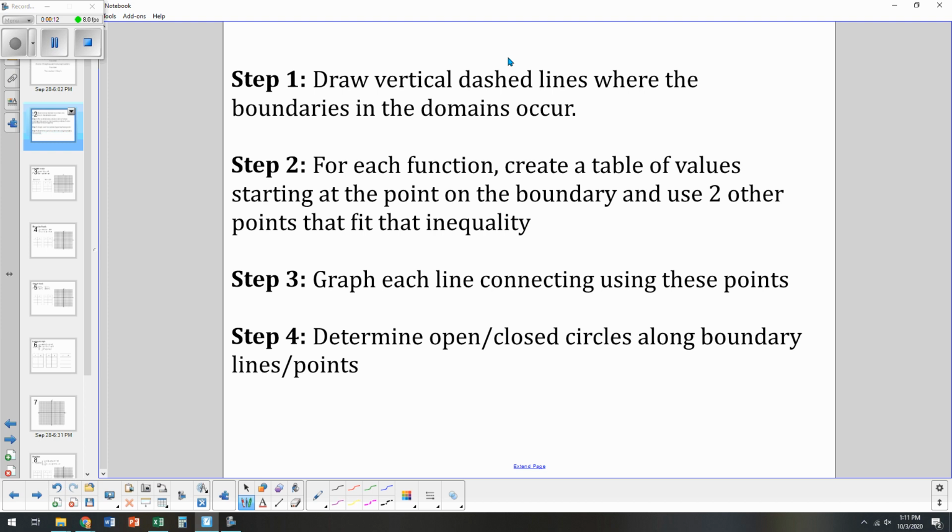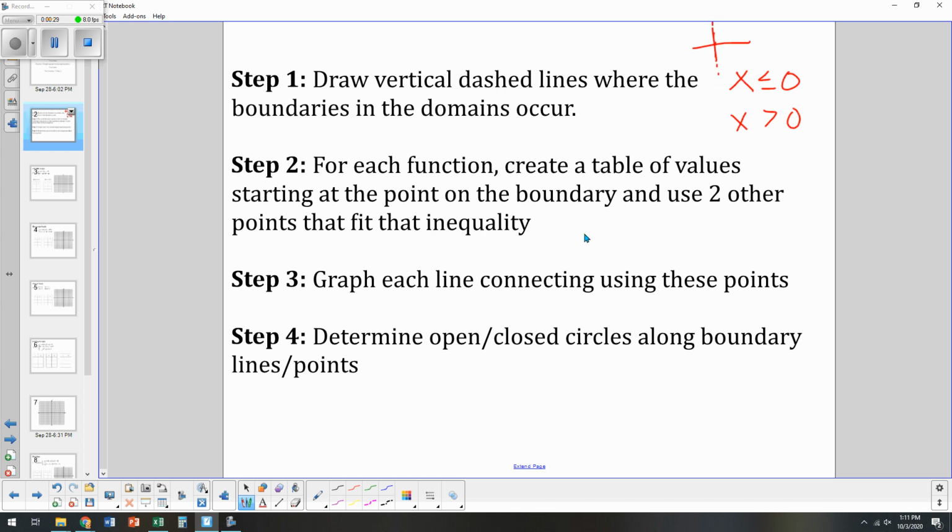So our first step is we're going to draw vertical dashed lines where the boundaries and the domains occur. So we are going to have something like x is less than or equal to 0 and x is greater than 0 as our two domains. So on our graph at x is 0, we would draw a dashed line, and that's where we're going to separate our graphs.